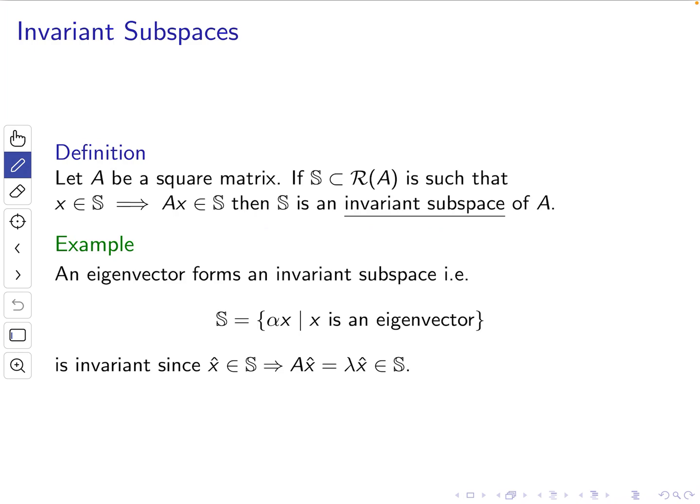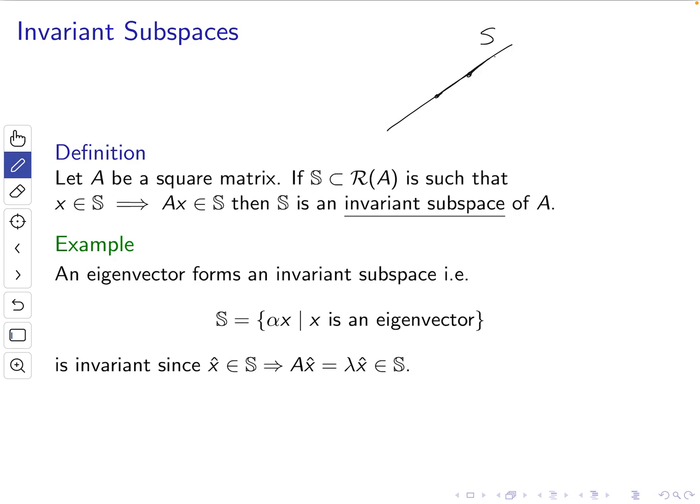If A is a square matrix, then we call a space S that is a subset of the range space of A an invariant subspace if x starting in S implies that Ax is also in S. In other words, it's invariant in the sense that we start here in S, and A just moves us somewhere else inside of S. We don't change where we are with respect to S.